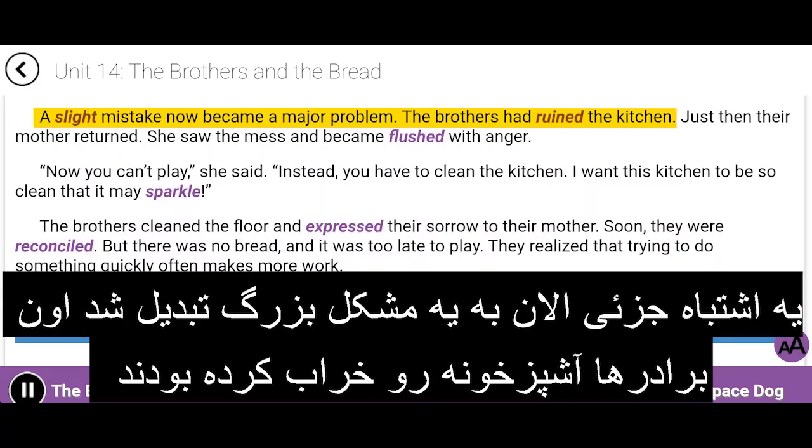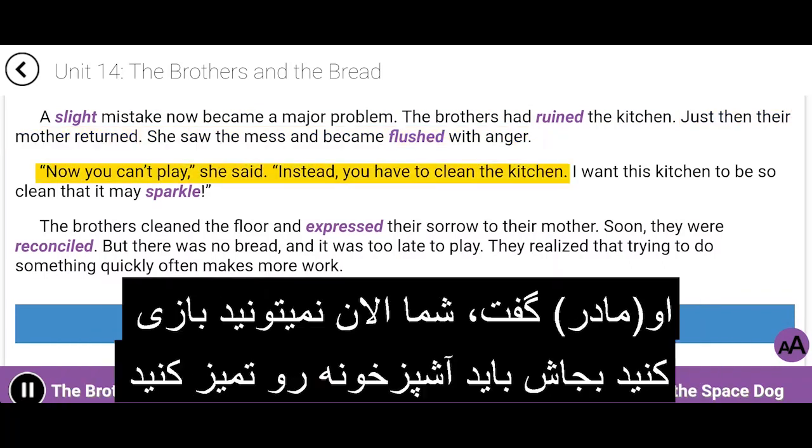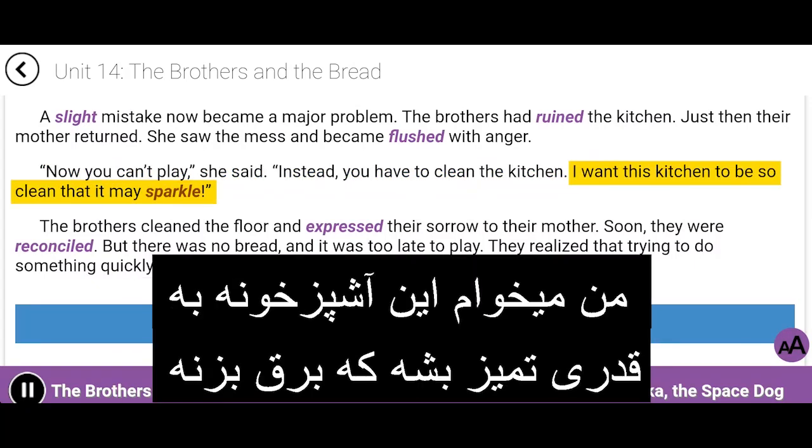A slight mistake now became a major problem. The brothers had ruined the kitchen. Just then their mother returned. She saw the mess and became flushed with anger. "Now you can't play," she said. "Instead, you have to clean the kitchen. I want this kitchen to be so clean that it may sparkle."